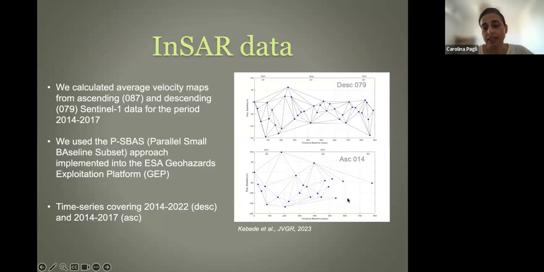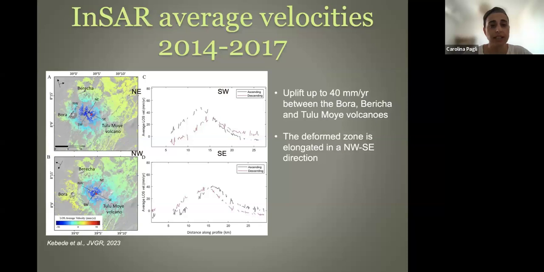Well, in this case, we had to do a map that goes from 2014 to 2017, because in some cases the acquisition stopped in 2017. So what you're seeing here is practically the same thing as shown before, a series of interferograms stacked together to get the average velocity. And as you can see, it shows uplift.